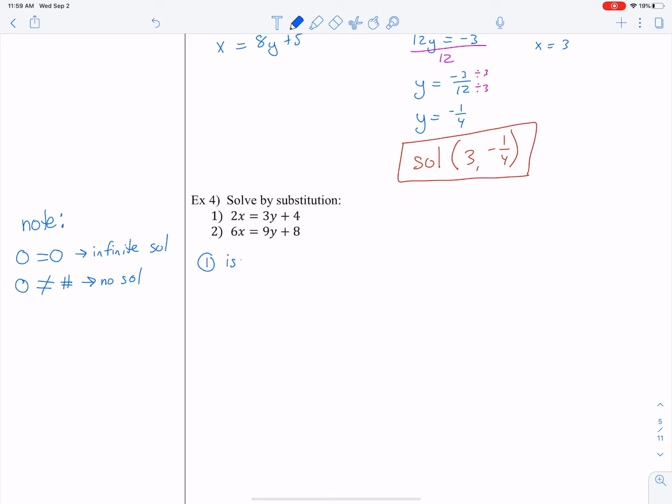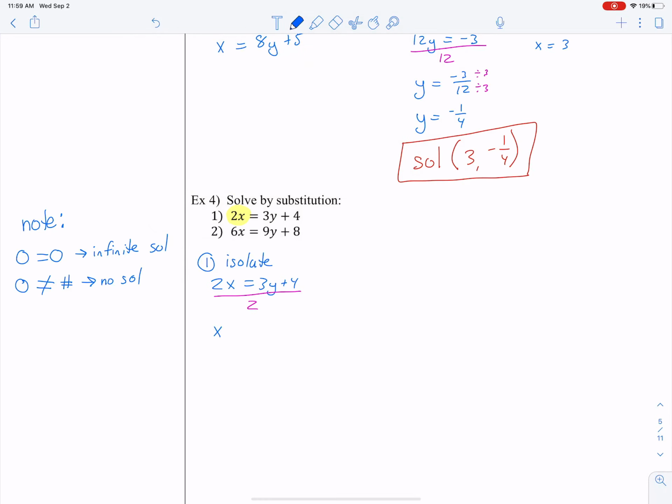So we're going to isolate first. So if we look here, we have 2x, 3y, 6x, 9y. Nothing super jumps out as being that much easier than the other. So I'm just going to isolate this guy right here. Okay. So I'm going to write my equation, 2x is equal to 3y plus 4. And to be able to isolate this, I'm going to divide everything by 2.